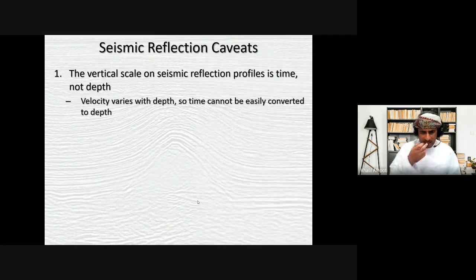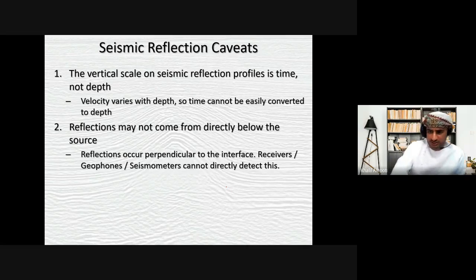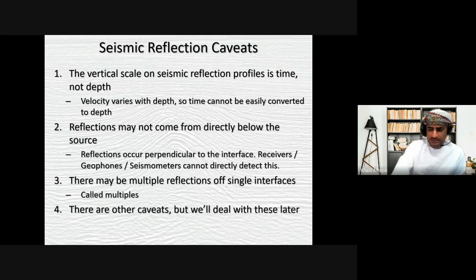So there are some caveats. We need to think about them, and we need to do some processing to understand how to overcome these problems. The first thing is, as we have seen already, the vertical scale. In what domain is it?